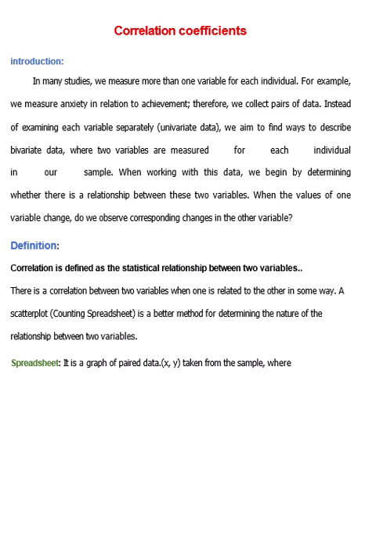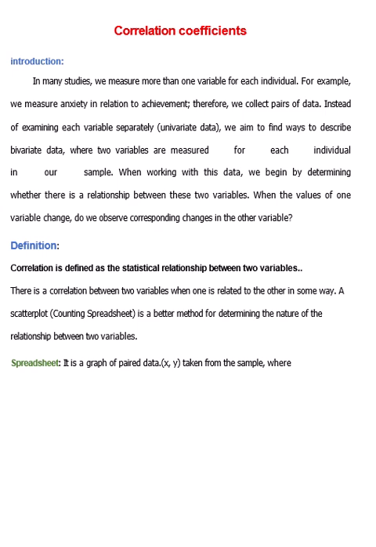Correlation coefficients. Introduction. In many studies, we measure more than one variable for each individual. For example, we measure anxiety in relation to achievement, therefore, we collect pairs of data. Instead of examining each variable separately, univariate data, we aim to find ways to describe bivariate data, where two variables are measured for each individual in our sample. When working with this data, we begin by determining whether there is a relationship between these two variables. When the values of one variable change, do we observe corresponding changes in the other variable?